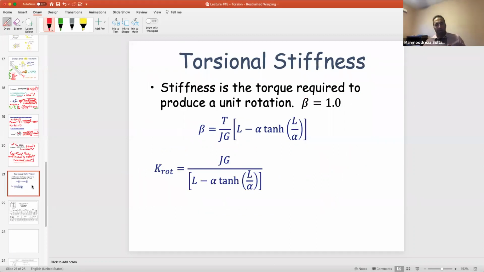So we have one concept, torsional stiffness, very similar to the stiffness we have defined before in our different topics. So the stiffness is the torque required to produce a unit rotation, right? We have this expression of beta in terms of T, we have learned it before. So the only thing you're gonna do is make this guy equal to 1. If you find the theta in terms of beta is equal to 1, we call it the stiffness.